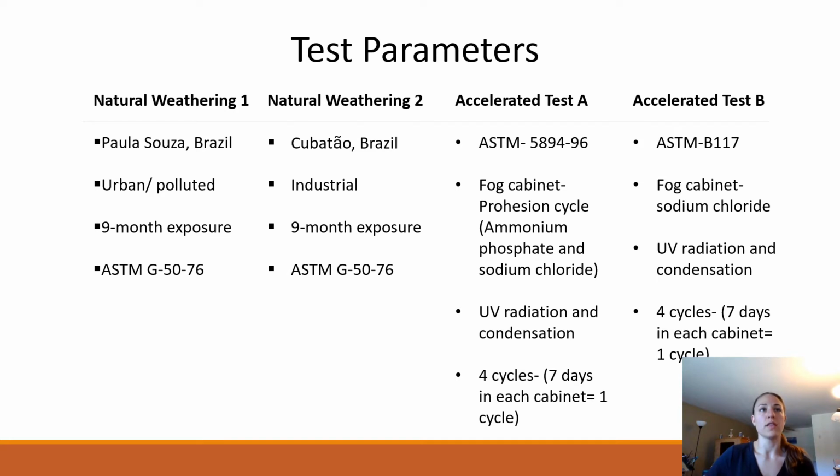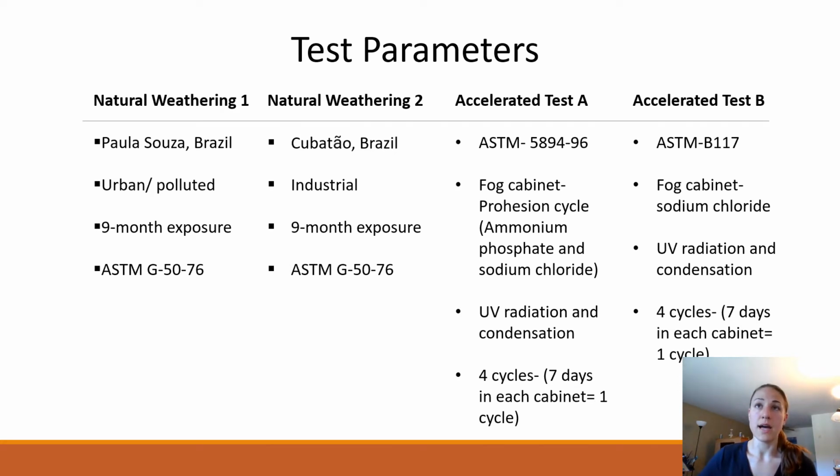Our natural weathering 1 parameter is our urban or polluted location, and the specimens were exposed for 9 months. I do just have the ASTM method listed there for reference. For our natural weathering 2 parameter, this is considered the industrial location. Again, a 9-month exposure, and the same method was used.